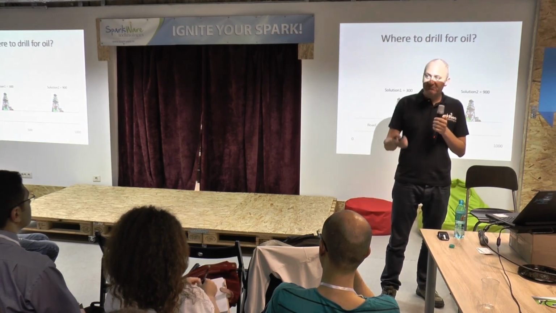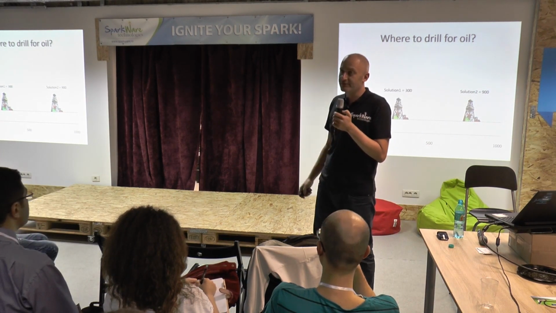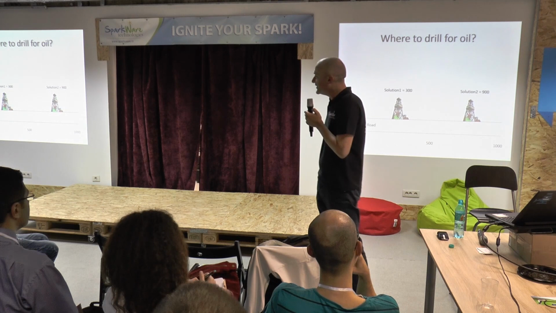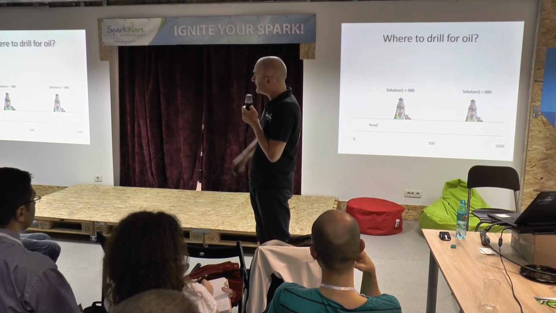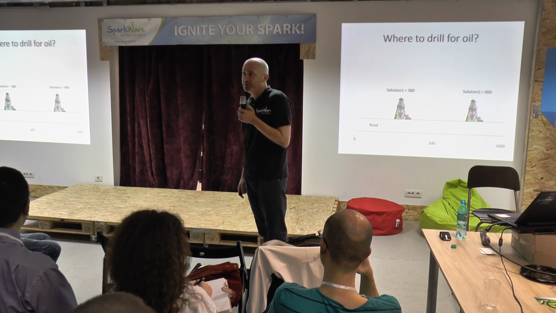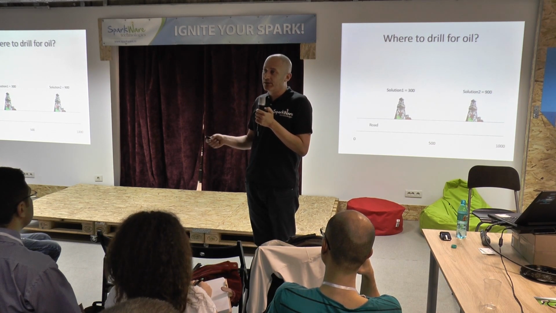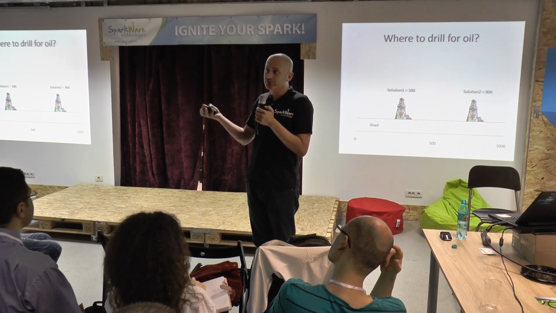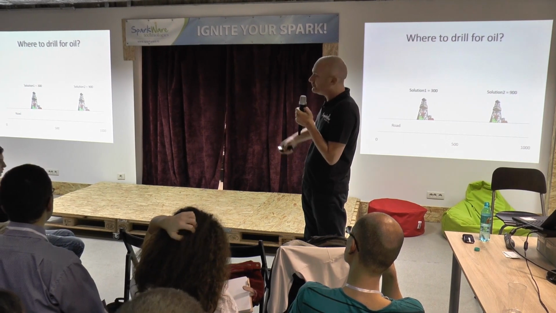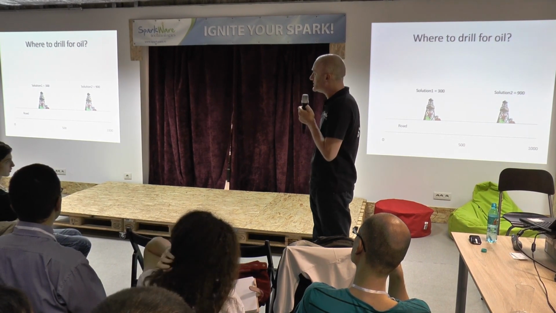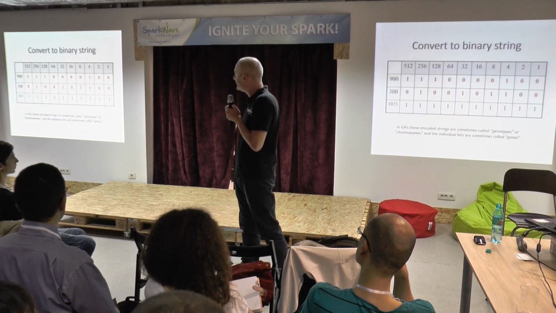So basically, let's start with a very, very simple example of genetic algorithms. For example, where to drill for oil. So let's say I have a road that is 1,000 meters long. And I'm trying to find the best possible place to try and find oil. So I can just randomize two solutions. One is at the 300 mark and one is at the 900 mark.